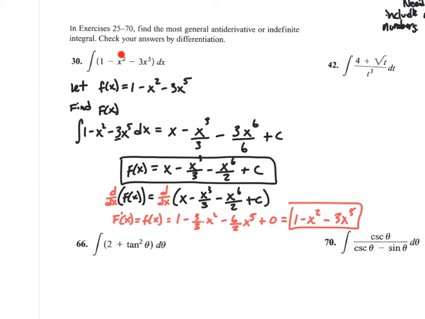Here's what you had. We're finding the antiderivative, which we just did here. And then if you want to check to make sure that you're right, just take its derivative and see what you get, okay? Let's take a look at number 42.